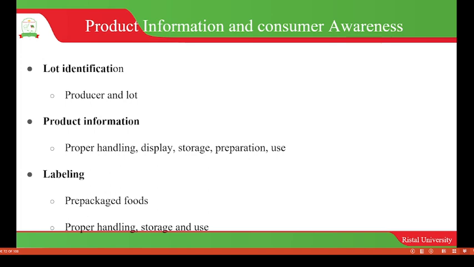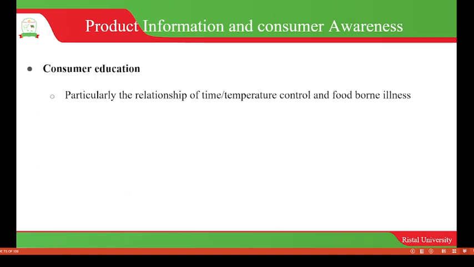Then there has to be also product information, to guide the consumers on proper handling, display, storage, and preparation, and then the use of the product. And then there has to also be labeling. Labeling says how they package the foods, proper handling, storage, and use. Then consumer education, particularly the relationship of time, temperature control, and foodborne illnesses.